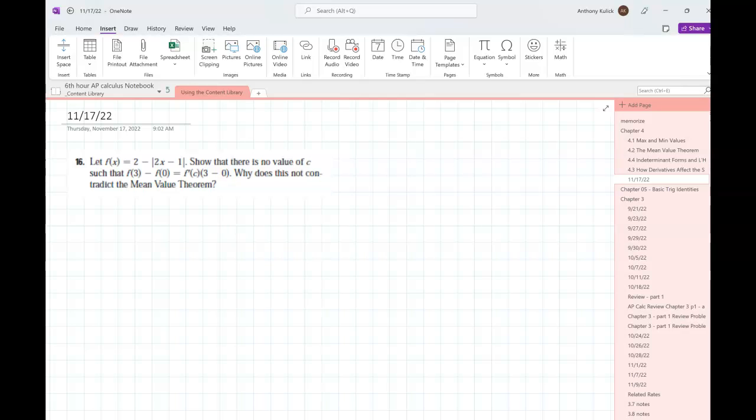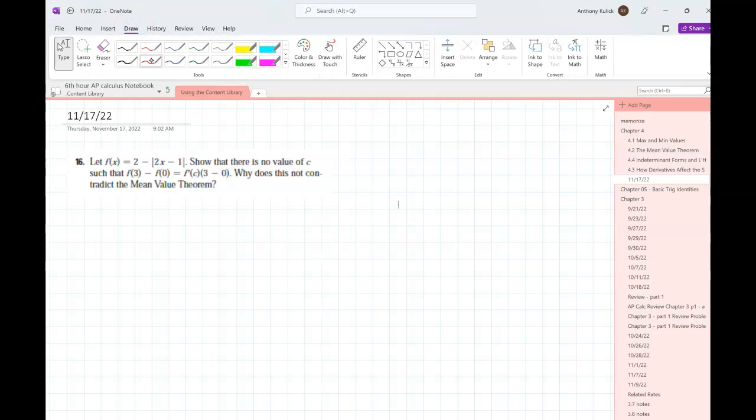All right. So it says let f of x equal 2 minus the absolute value of 2x minus 1. Show that there is no value c such that f of 3 minus f of 0 equals f prime of c times 3 minus 0. And asks then why does this not contradict the mean value theorem? Okay. So let's start here by handling the second part first. That sound okay to you, Blake? Sounds perfect.